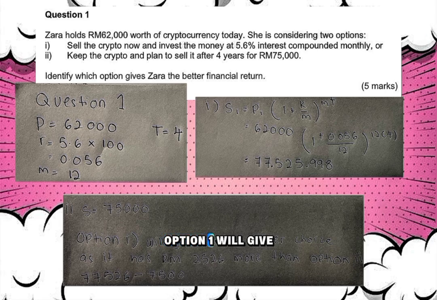77,525. Option 1 will give Zara a better choice as it has RM 2,526 more than option 2, or 77,526 minus 7,500, and we will get 2,526 more than option 2.